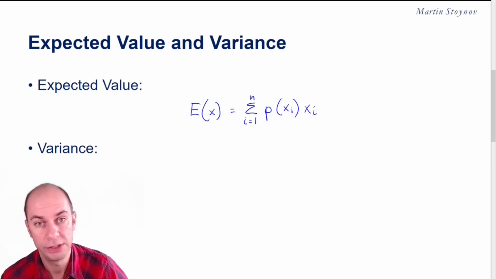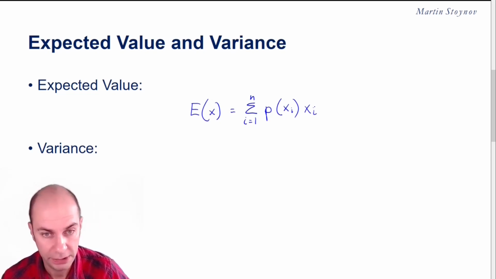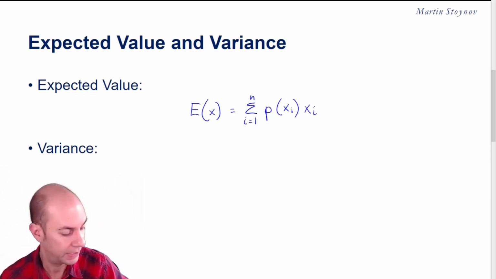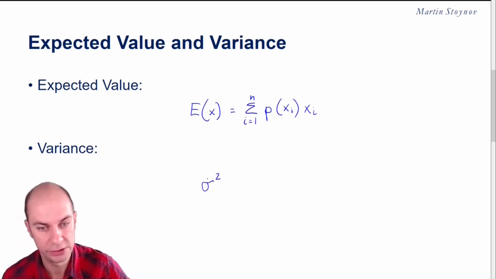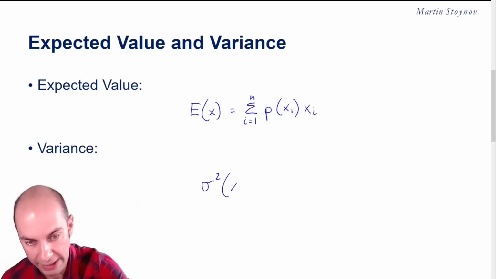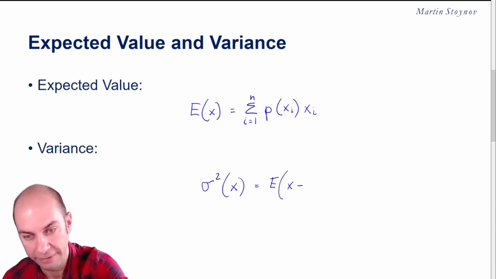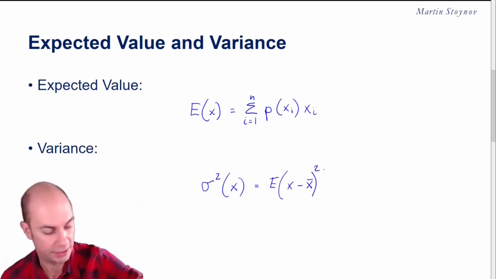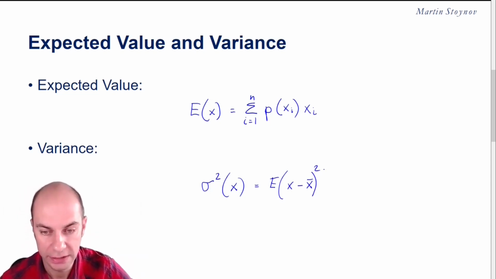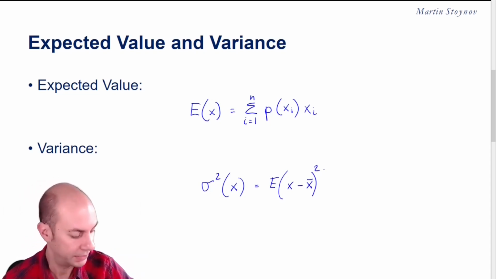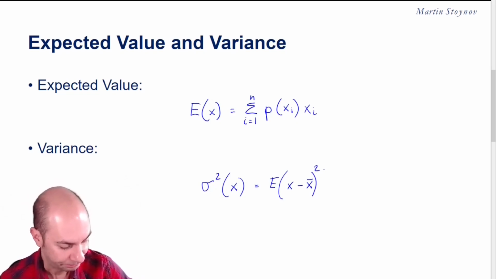Well, how about variance? Variance, as we know, is measuring variability, right? It's the square of standard deviation. And we can calculate the variance of x, and that'll be given by the expectation of the deviation of x from its mean squared, right? So we're basically trying to look at the deviation of x from its mean squared.